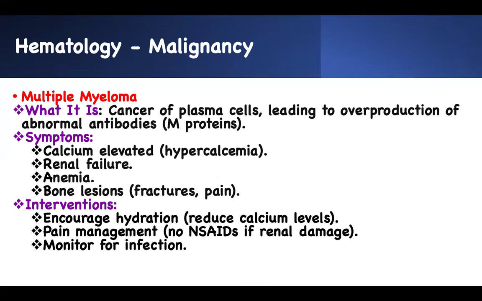Multiple myeloma is a myelodysplastic disease, and it's due to abnormal overproduction of antibodies, right? These cells can go into the bone, and so your calcium can be elevated. It can affect your kidney function, you become anemic because of the overproduction in the bone marrow, and they can have pathological fractures. The most important thing is to get rid of the calcium. This is what makes them sick. Hypercalcemia is not good. So hydration, pain management, and monitor for signs of infection. In all of these malignancies, infection is the key.